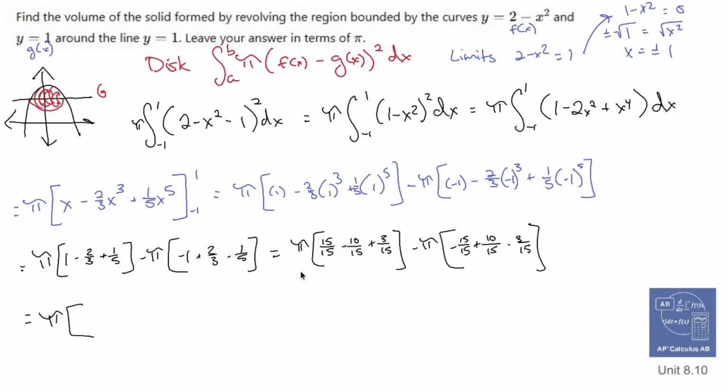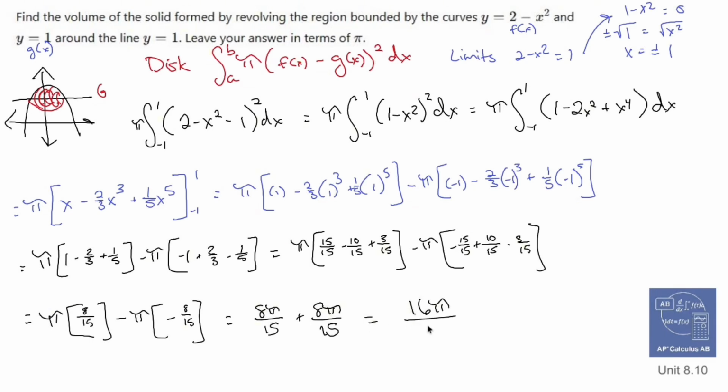15 minus 10 plus 3 is 8, so we get 8 over 15, minus pi times the same thing but negative, negative 8 over 15. This becomes 8 pi over 15, double negative, plus 8 pi over 15. Add the 8 pi plus the 8 pi, and 16 pi over 15 is going to be our answer. Barf City.